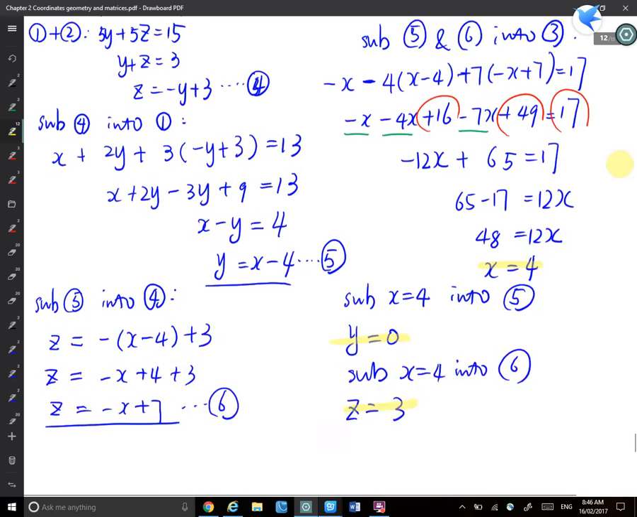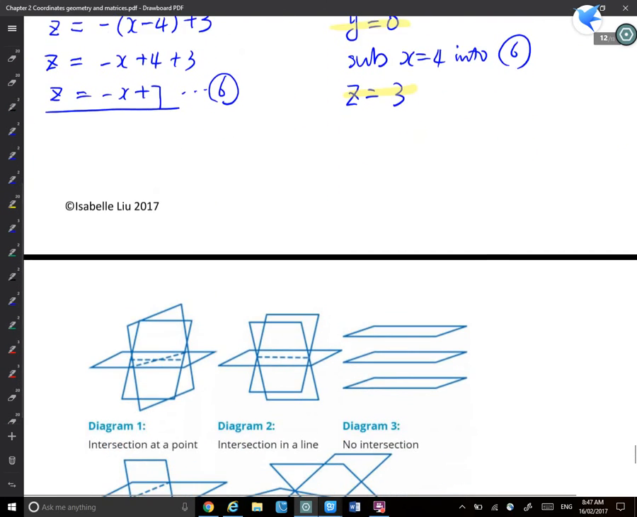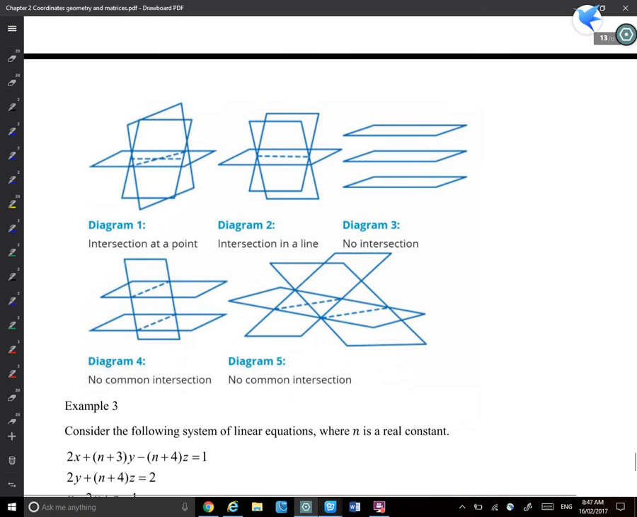Okay, then let's have a think about what can happen for 3 linear equations. For 2 linear equations with 2 variables, what can we have? Parallel, coincide, and intersection, right? 3 different cases. But for 3 variables it's 3 dimensional, right? We have x, y, and z. So what can happen?